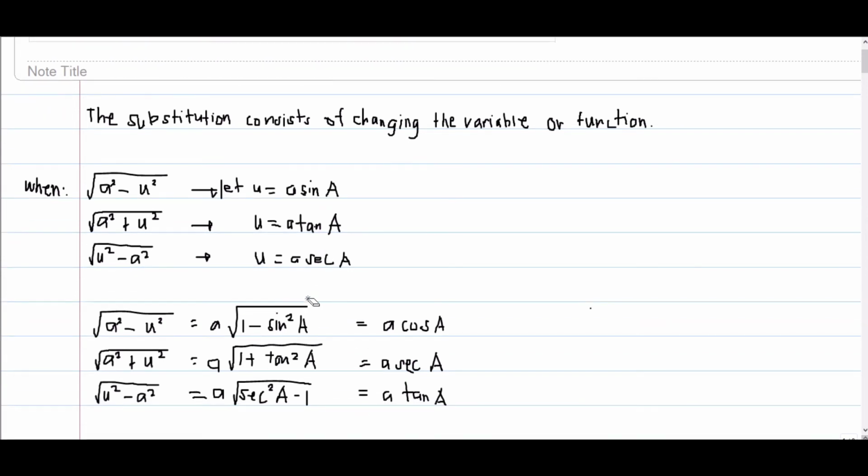Okay. So when you substitute the value of u, or the equivalent of u, in these different types of trigonometric substitutions, from the square root of a squared minus u squared, for example u equals a sine θ, in this case we have a cosine θ. When you substitute u equals a tan θ, the result is a secant θ. When you substitute u equals a secant θ, that is the equivalent of a tan θ.